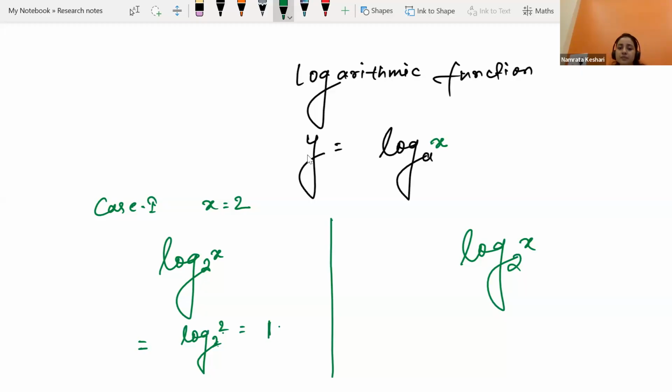Oh, yes, ma'am. You know that, right? If we take x as 4, what will be the result? Log 4 base 2, right? 4 can be written as 2 square, yes or no? Right, Fatima? Yes, ma'am. And this power will come in front. Do you know that?